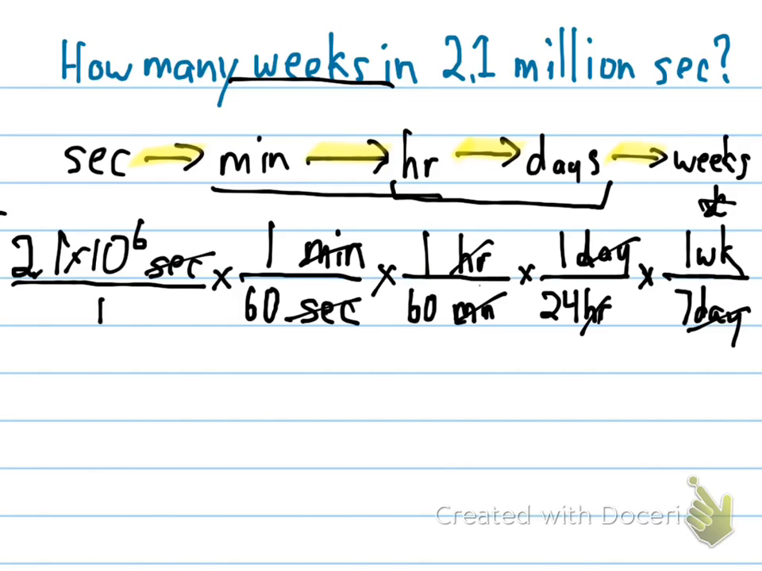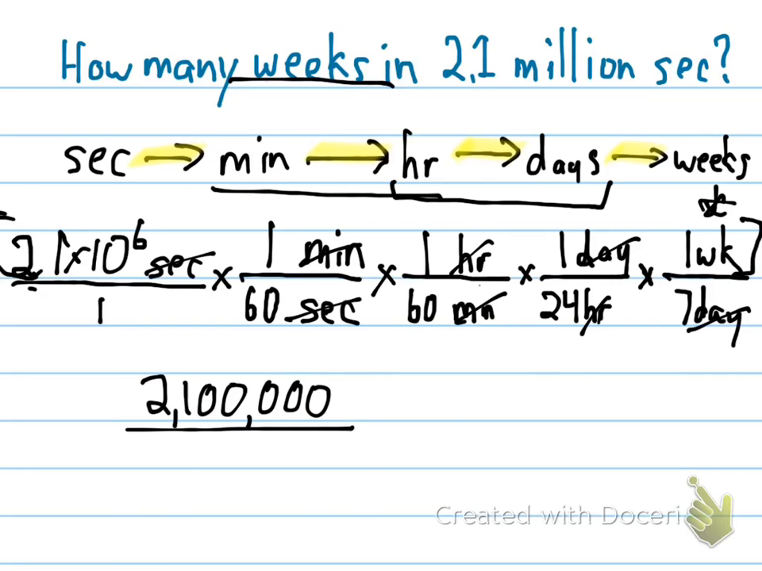So again, we start with the numerator, and this one's pretty simple. So that 2.1 million times 1 times 1 times 1 times 1 is going to give us 2,100,000, over the 1 times 60 times 60 times 24 times 7, which is going to give us 604,800.